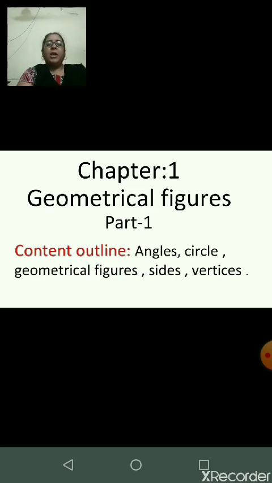Okay children, now what is the content outline? What we are going to learn in this chapter: we are going to learn about angles, circle, geometrical figures, sides and vertices in this first chapter.